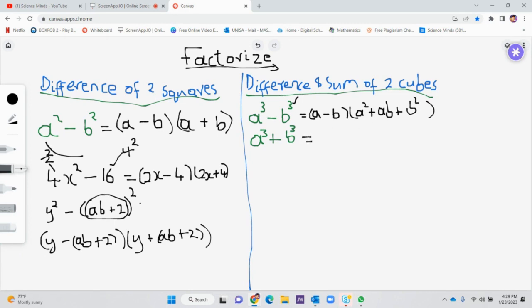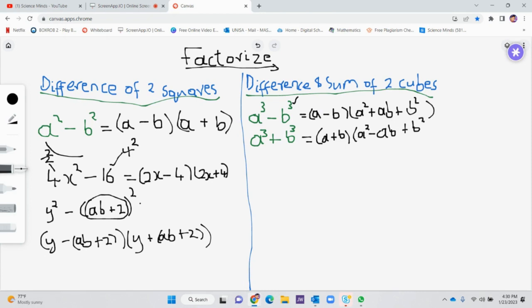And what if it's a sum of two cubes? Then the factorization will be a plus b. Then the bigger bracket will be a squared minus ab plus b squared. These formulas have to be in your head.